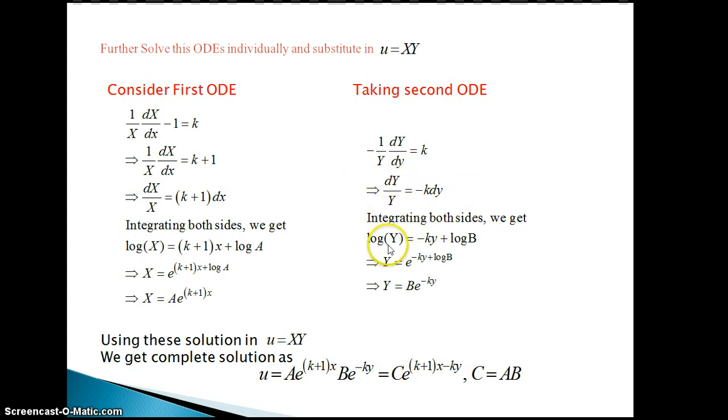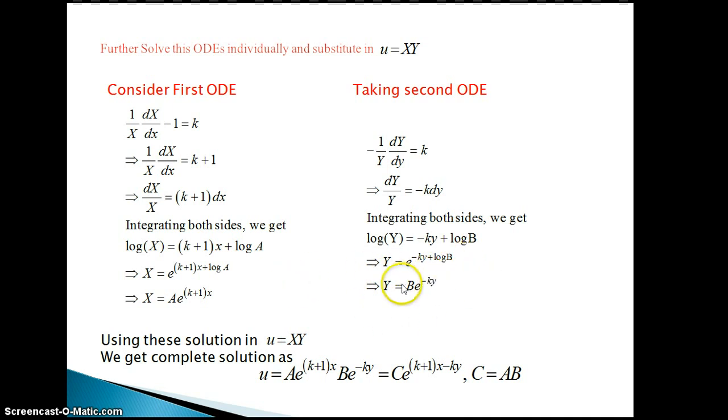So integration of dy by y is log y, minus k times dy integration is minus ky, plus some constant of integration. I've written it as log b. So then take log to other side and rearrange the terms. We'll get Y is equal to b times e power minus ky. This is the solution for the second ODE.